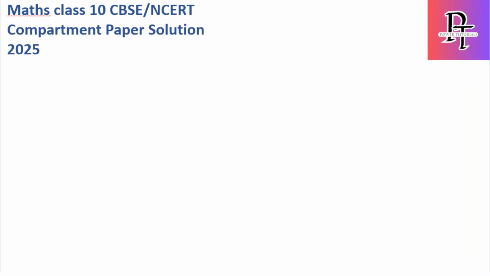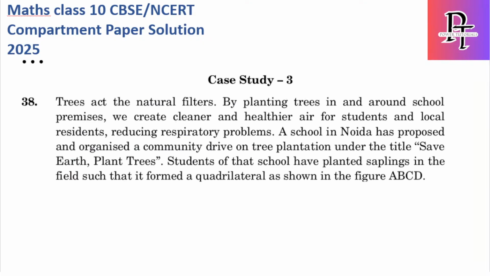Okay, let's move to the last question from our question paper, which is section E, last question, case study 3. Trees act as natural filters. By planting trees in and around school premises, we create cleaner and healthier air for students and local residents, reducing respiratory problems. A school in Noida has proposed and organized a community drive on tree plantation under the title Save Earth's Plant Trees. Students of that school have planted saplings in the field such that it formed a quadrilateral as shown in the figure ABCD.